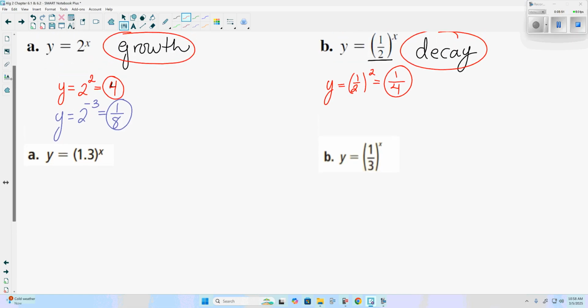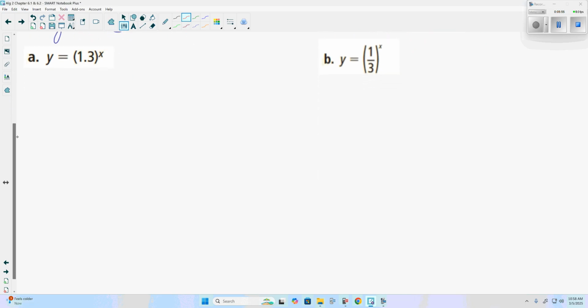Questions on A or B? Let's look at the next one. y equals 1.3 to the x. Would this be growth or decay? Growth, because the base 1.3 is greater than 1.